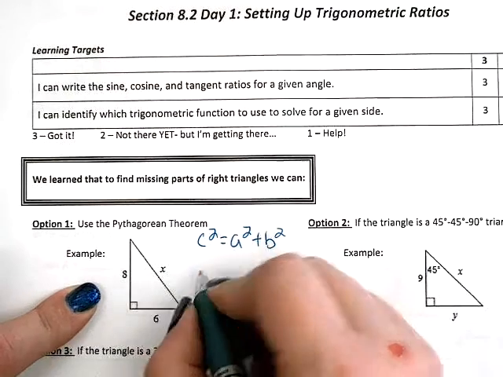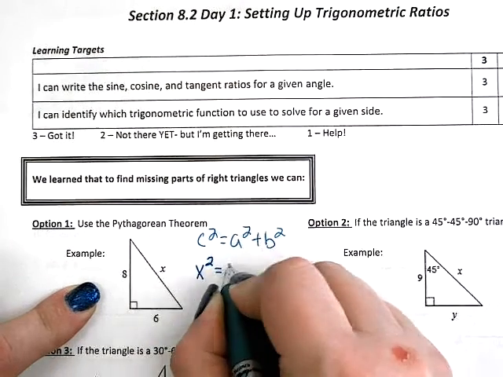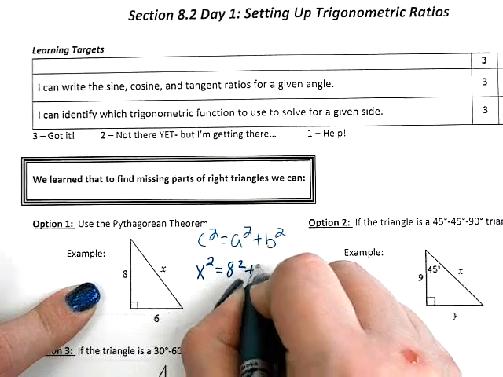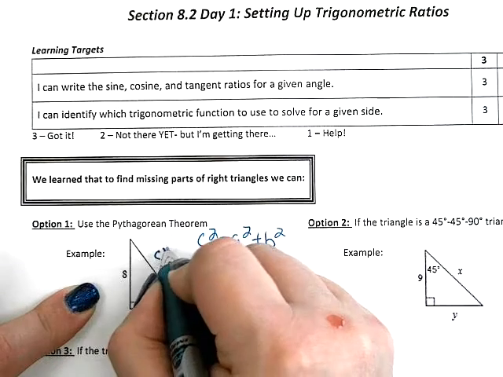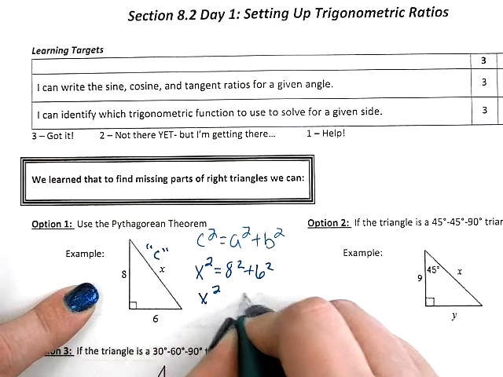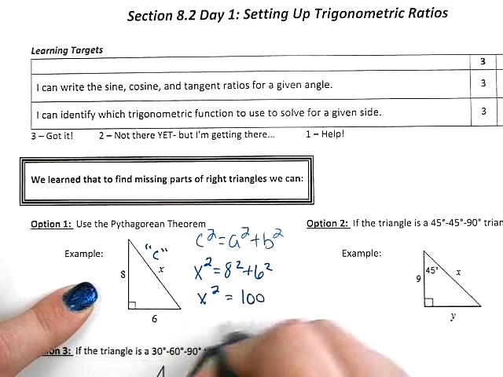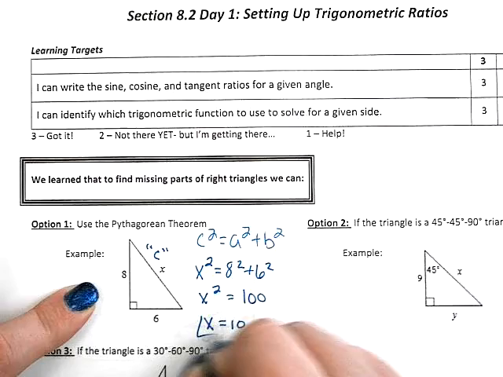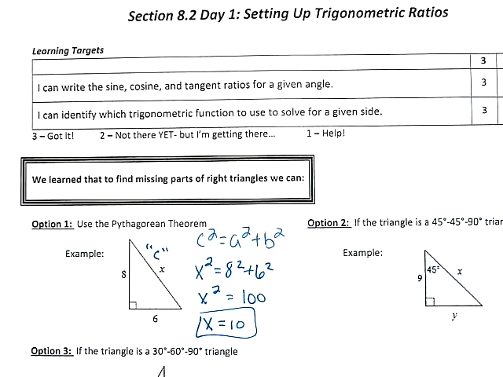All right, so in this case, we'd have x squared equals 8 squared plus 6 squared, because we know x is our c value. And we would get x squared equals 100, so x equals 10. That you should be pros at by now, right?